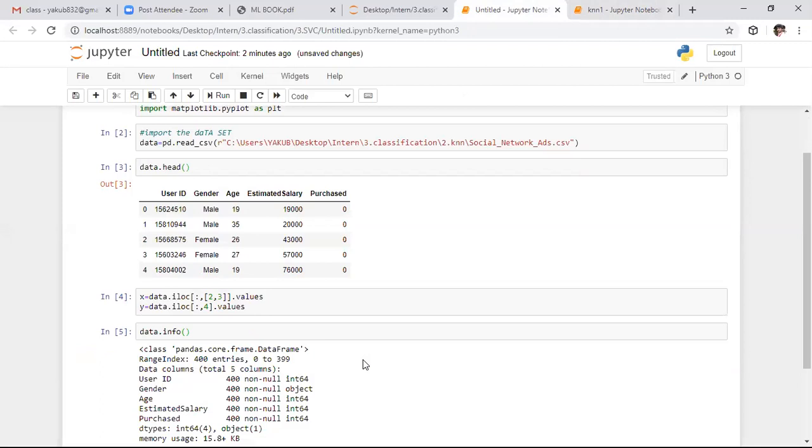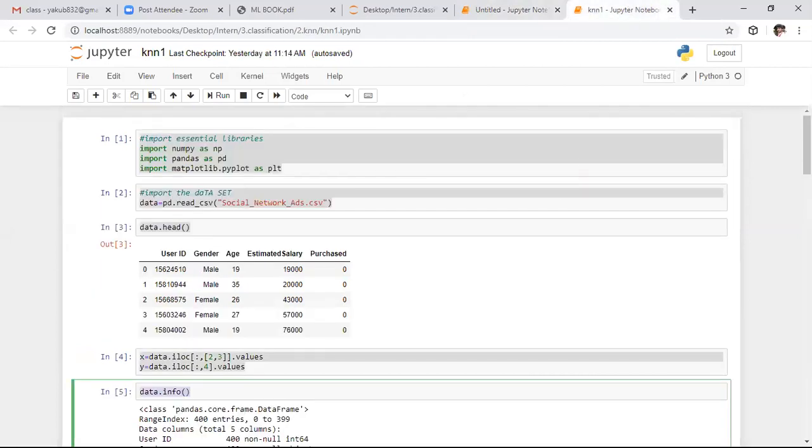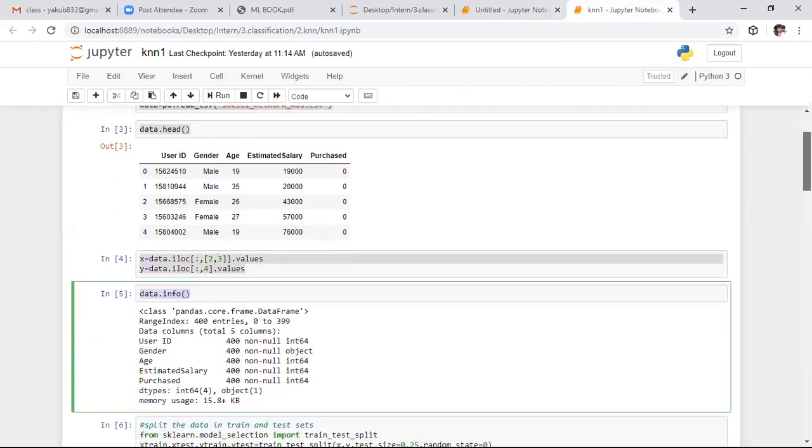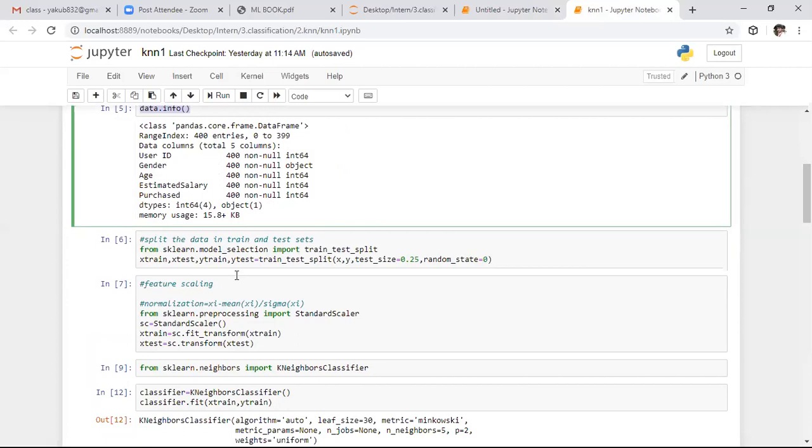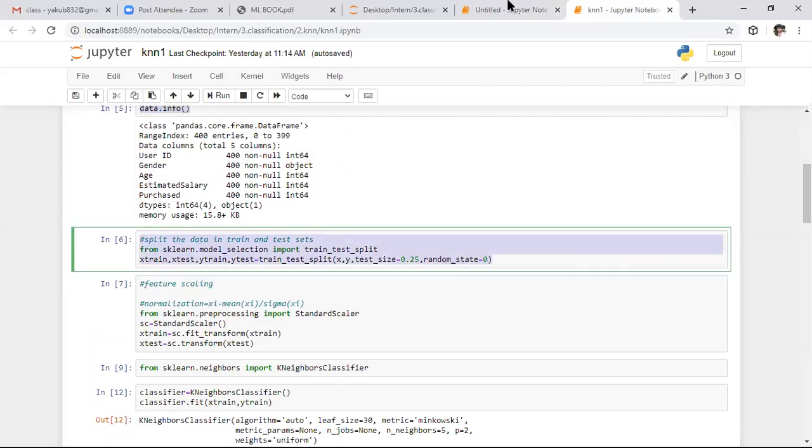So here it is, the information regarding your data set. After this, what we need to do? We need to divide our data set in the form of training and test set. Sorry, before that, we need to split our data set in the form of training and test set. So here we are doing the same thing.